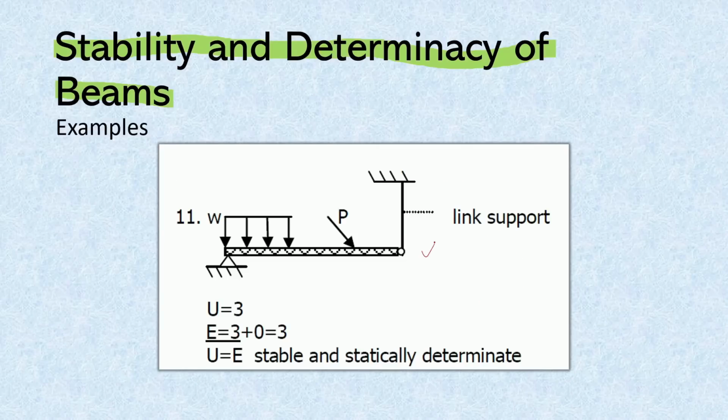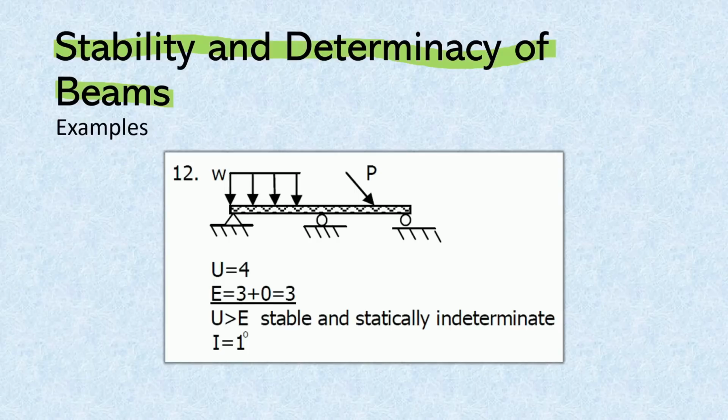Now, if you have this figure, you will have 2 reactions at the hinge support and then 1 reaction at the link support. And so, our R will be 3, and then our number of members will be 1. So, R is equal to 3n. We have 3 is equal to 3 times 1. So, 3 is equal to 3, which means our beam is stable and static.